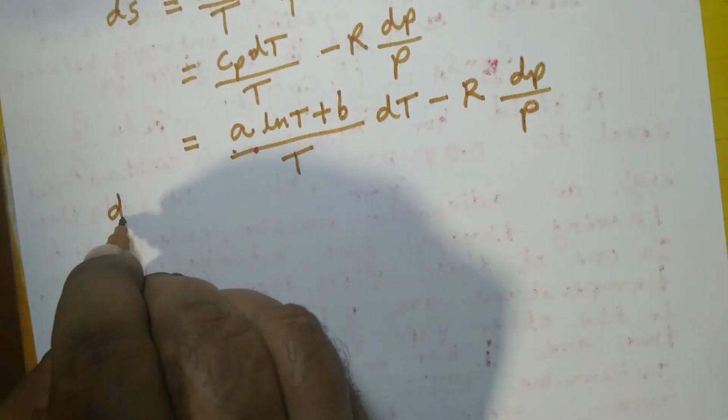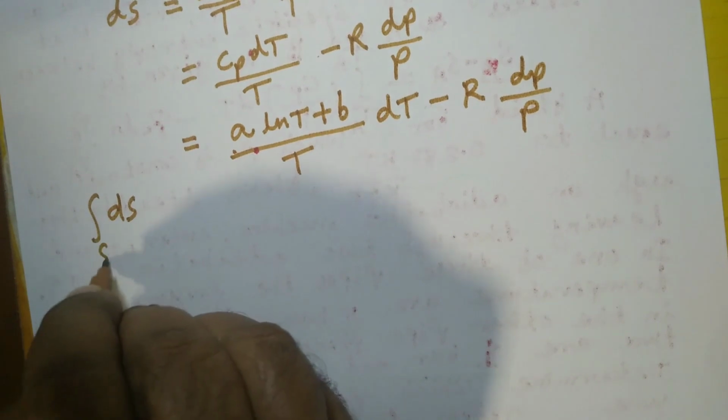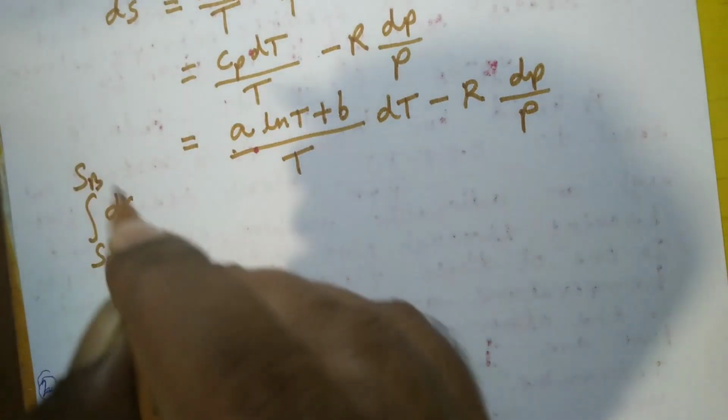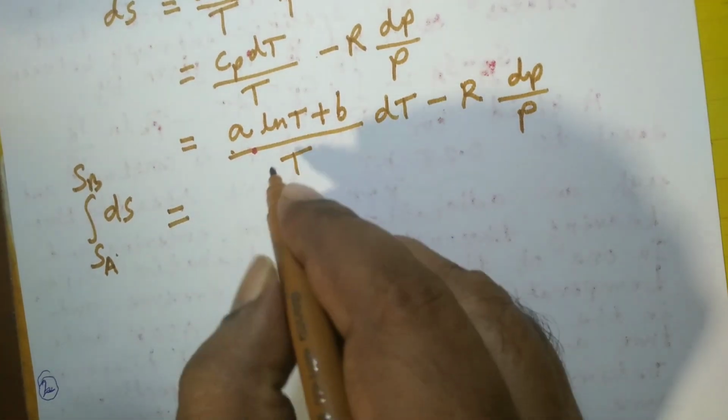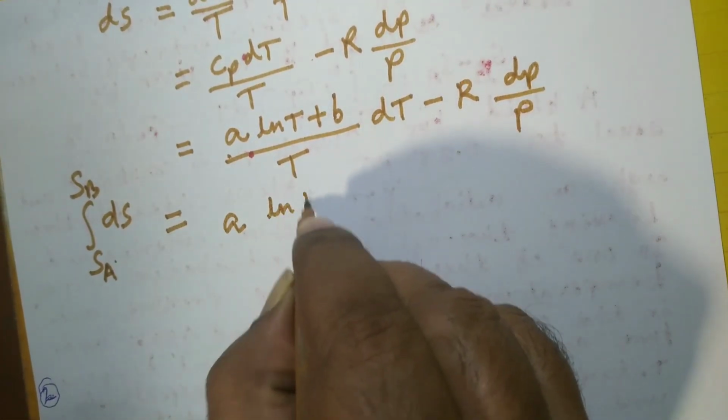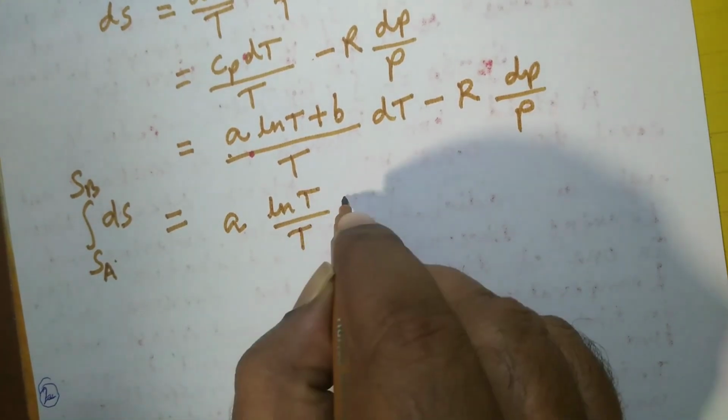If you integrate between two limits, that is S_A is the initial state and S_B is the final state, this will be A ln T upon T dT.